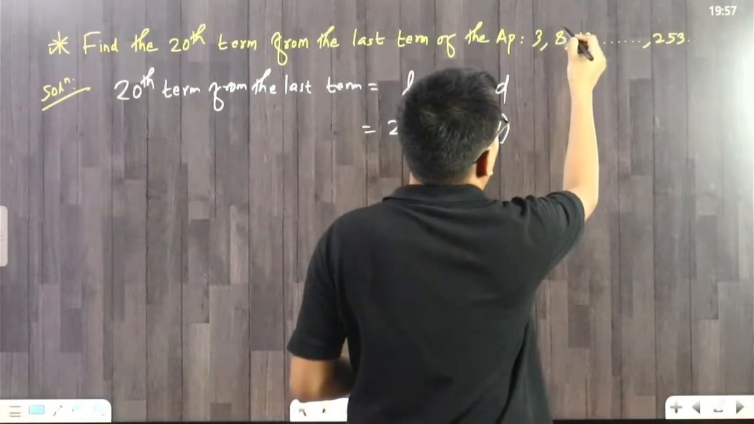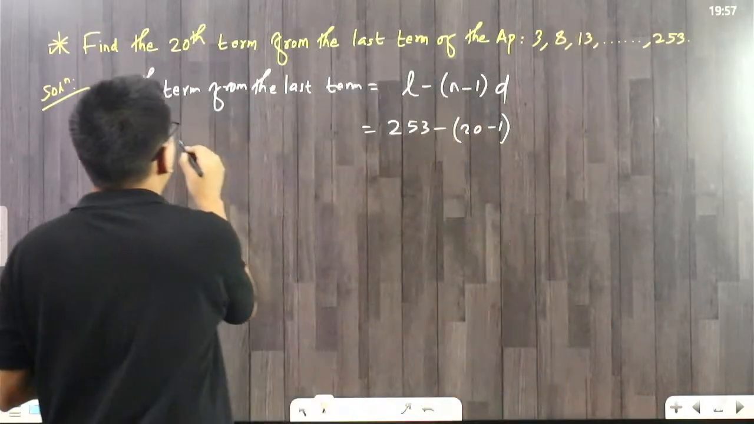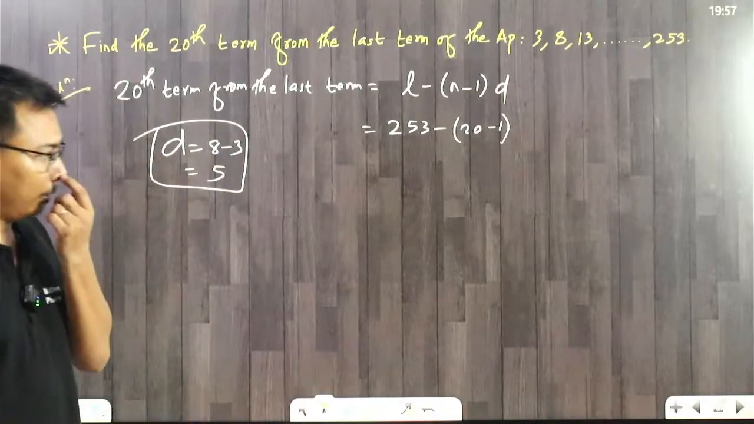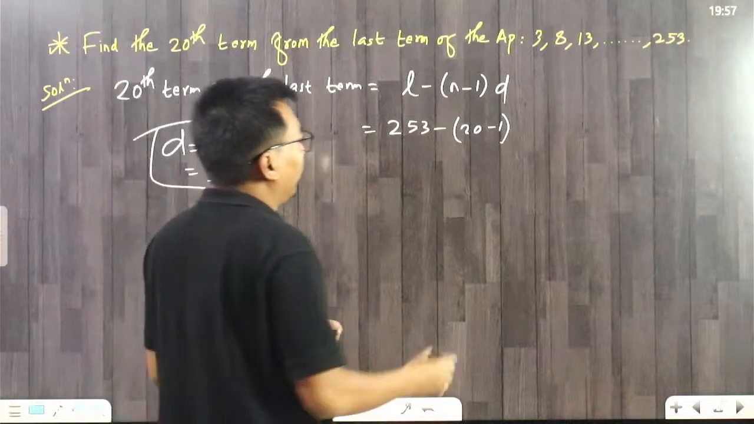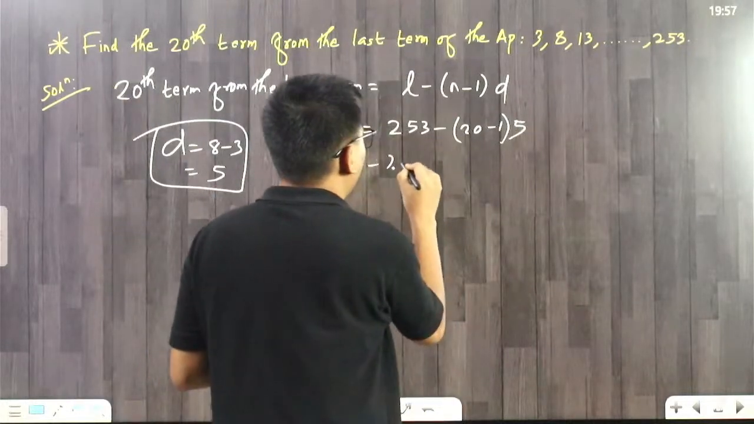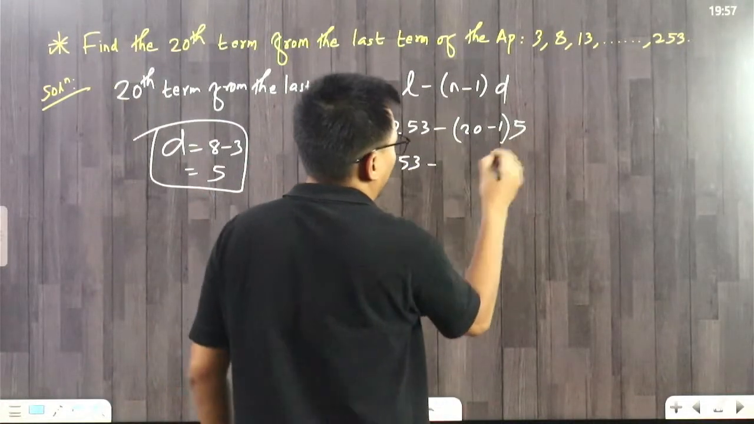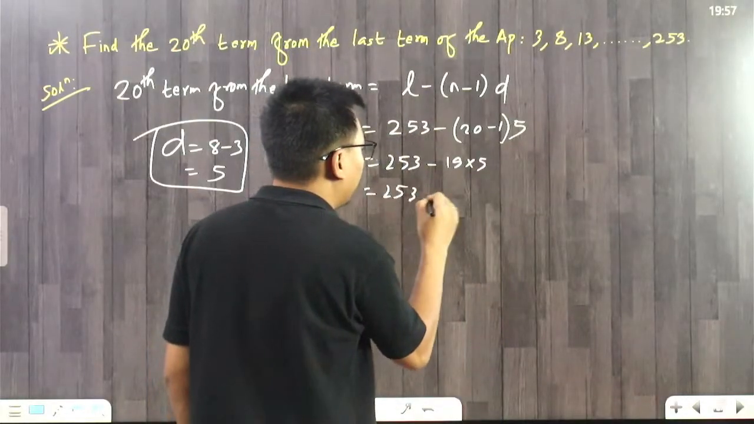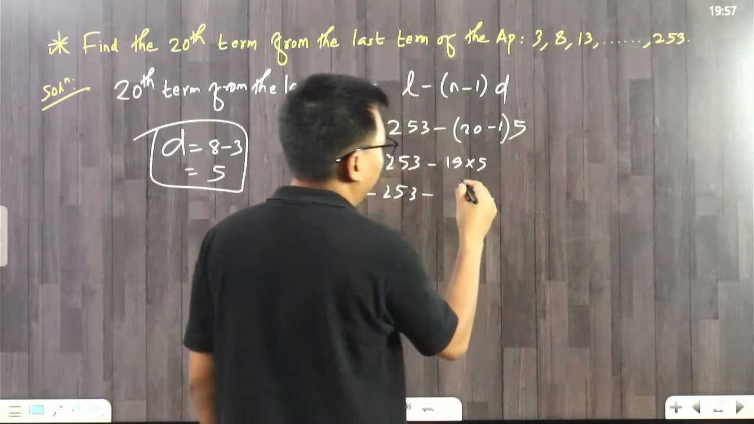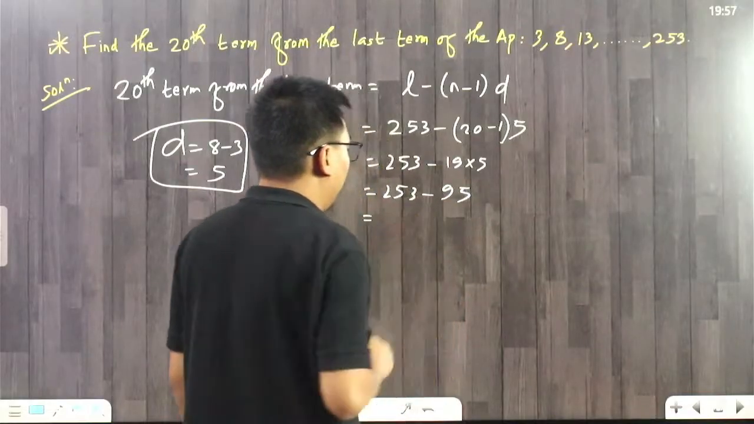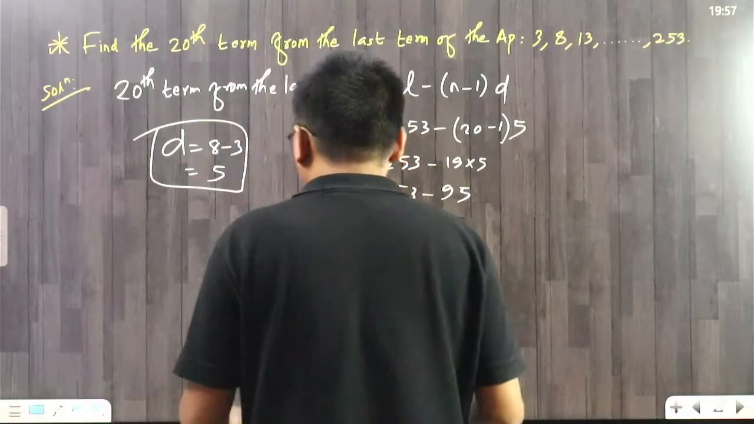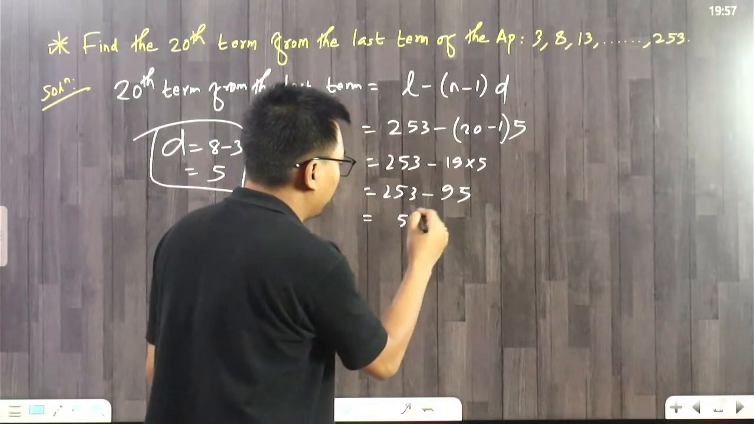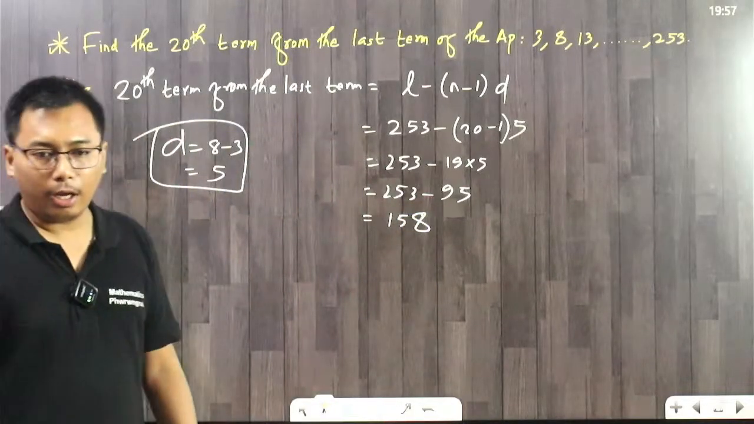Okay, we have to find d here. d will be 8 minus 3, which is 5. I'm writing here the value of d. So d is equal to 8 minus 3, which is 5. So we'll get 5 here. 253 minus (20 minus 1) is 19 into 5. 5 nines are 45, 5 and 4, so 95. So 253 minus 95. 13 minus 5, 8. So it will become 5. So 158. Alright?